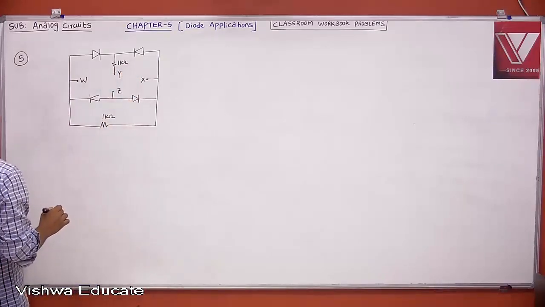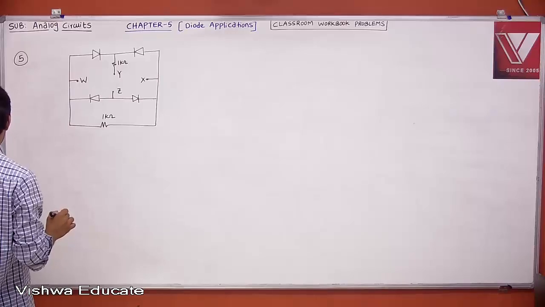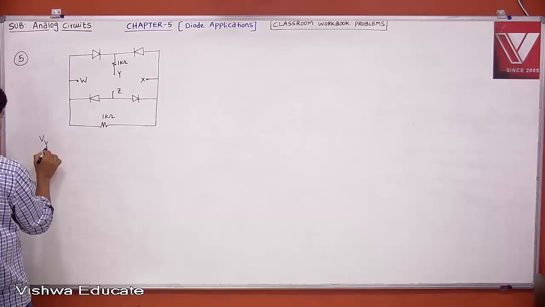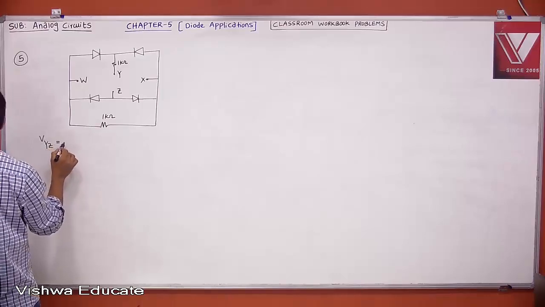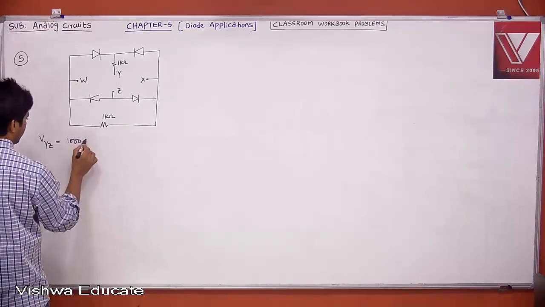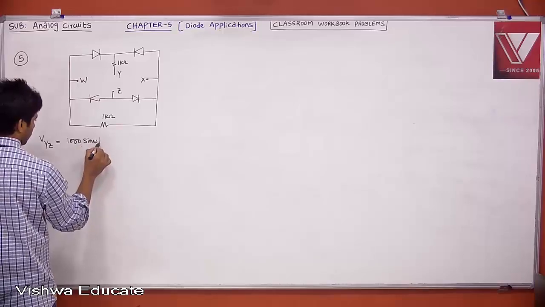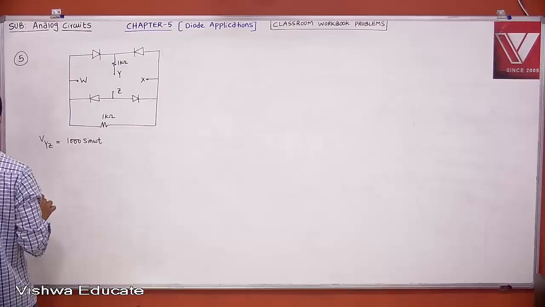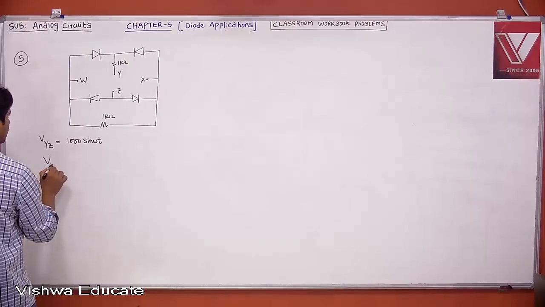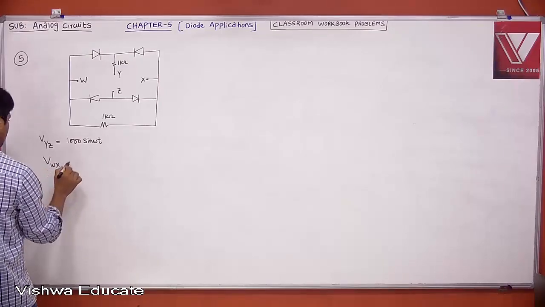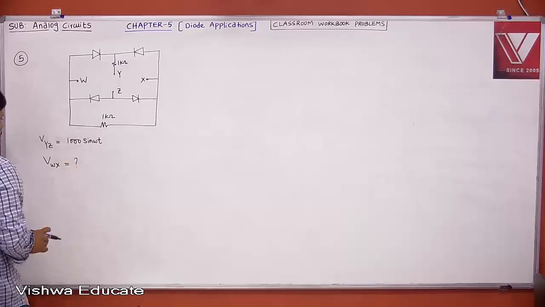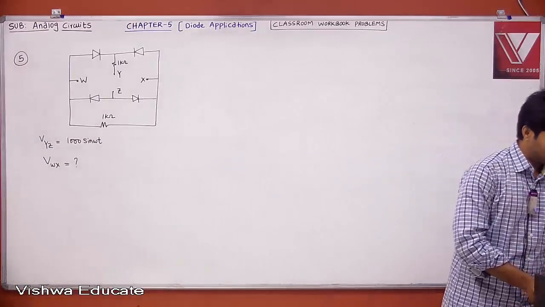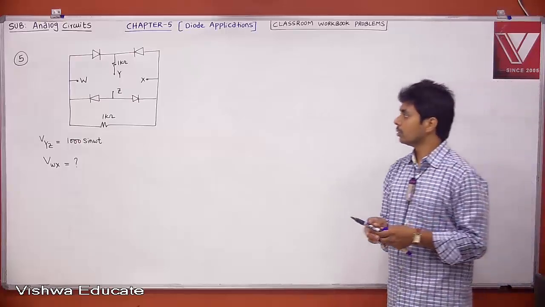Fine. If this is the case, what is he saying? Across YZ, the voltage is equal to 1000 sin omega t. This is applied, and diodes are ideal. Then what is asked is the voltage across WX. Okay, there are all 4 options. Okay, let's see. The problem is with you.